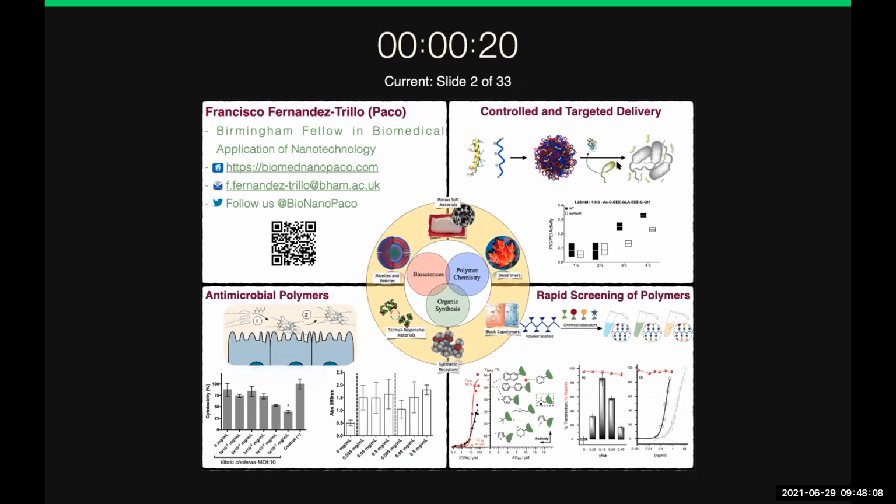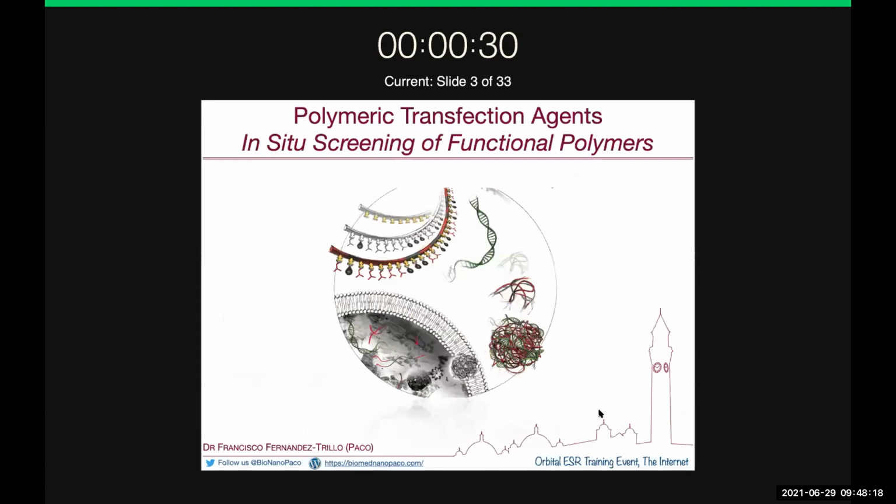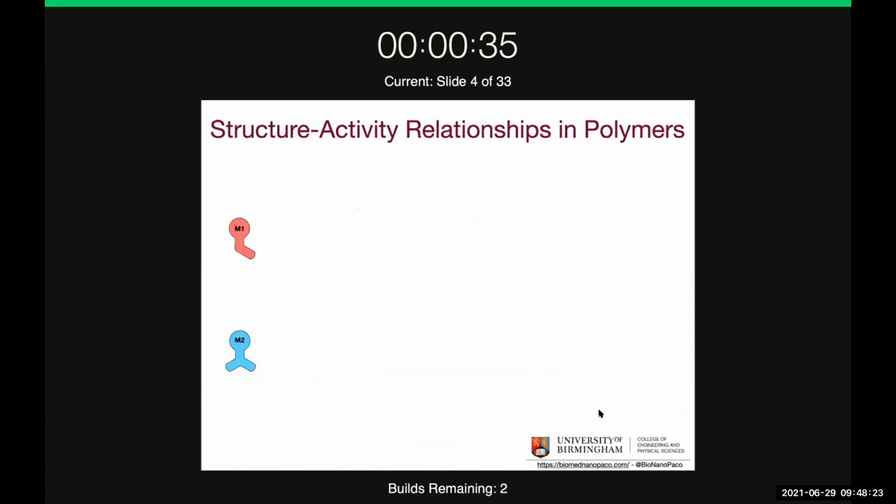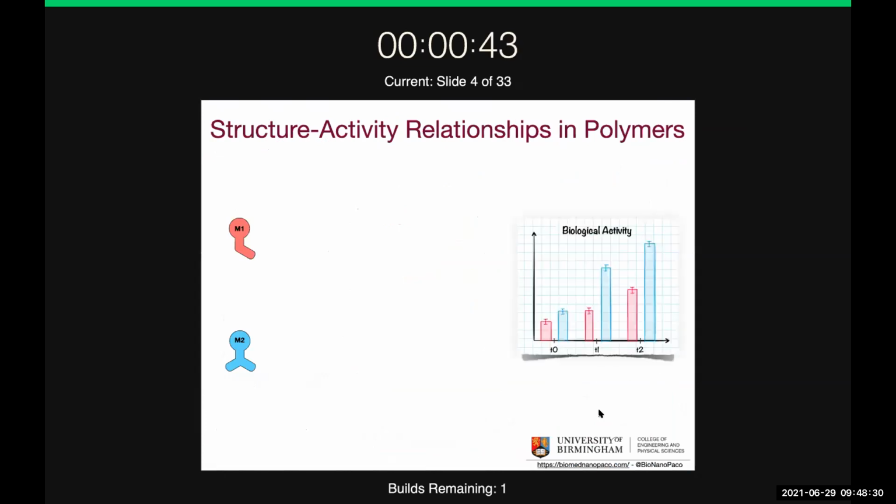But what I want to talk about today is a process we've developed to do kind of in situ or rapid screening of polymers for biological applications, okay? And what we're trying to address here is that unlike small molecules, if you want to understand some sort of structure activity relationship, and if you see that molecule 2 has a slightly better activity, you can infer that maybe it is because molecule 2 has a certain functional group, right?